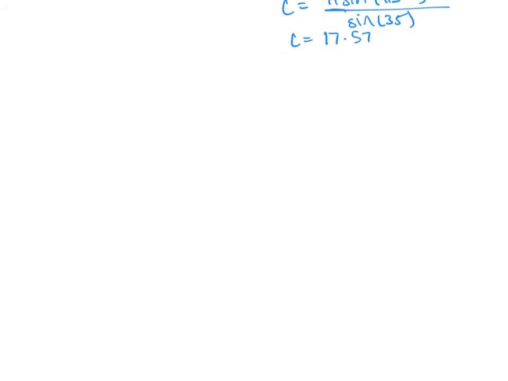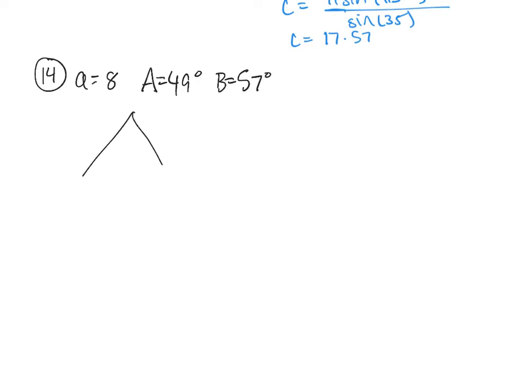Make sure we got enough of this. There we go. 14. We got side length A is 8. Angle A is 49 degrees. And angle B is 57 degrees. Draw me a triangle. If you can, please always draw a triangle. You'll notice mine are not drawn to scale. That is okay. Let's see, 49 degrees, 57 degrees.